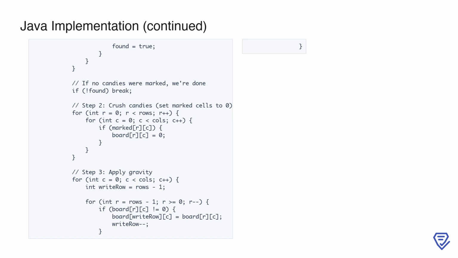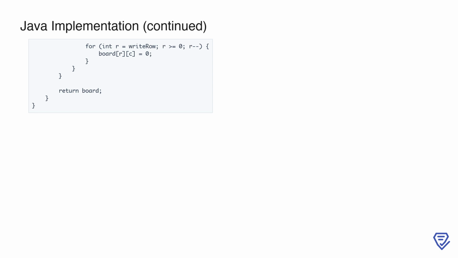For each column, we use a write row pointer starting at the bottommost row. We iterate upward through the column, and whenever we encounter a non-zero value, we move it to the write row position and decrement the pointer. This ensures that all non-zero values are shifted to the bottom of the column in their original order. After processing all non-zero values in the column, any remaining rows above the write row position are filled with zeros to represent empty spaces. This completes the gravity step.